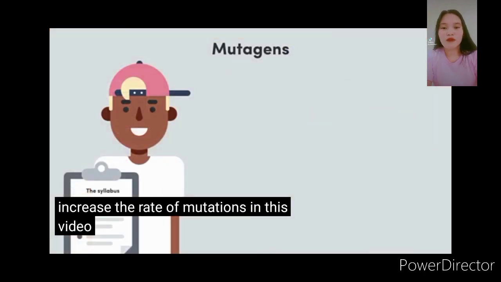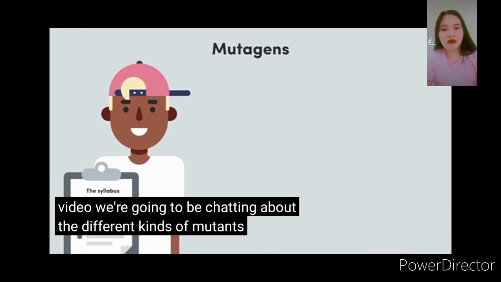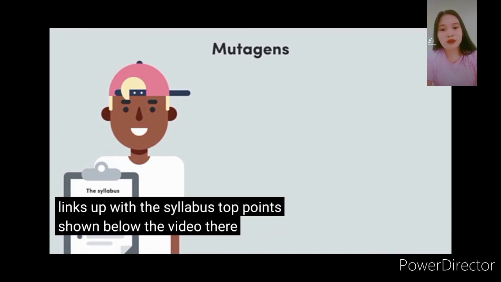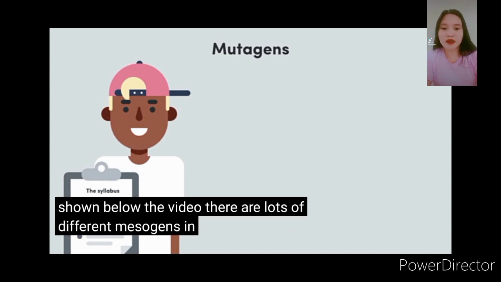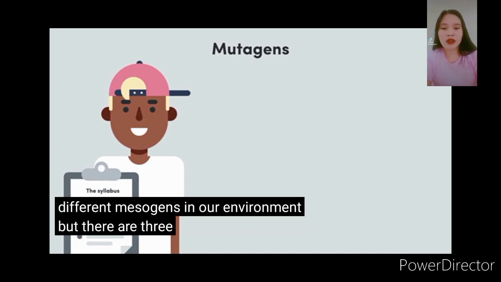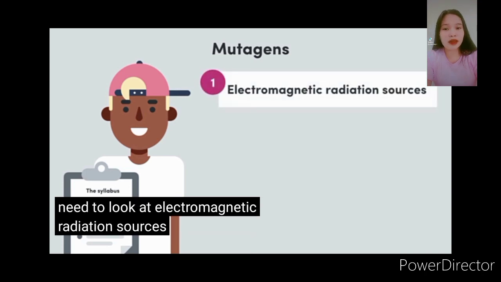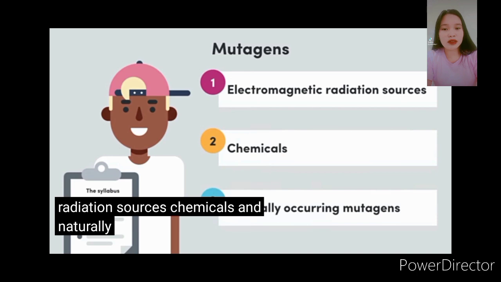In this video, we're going to be chatting about the different kinds of mutagens, which links up with the syllabus stop points. Shown below the video, there are lots of different mutagens in our environment, but there are three main groups, which we need to look at: electromagnetic radiation sources, chemicals, and naturally occurring mutagens. So guys, you know the drill, let's get into it.